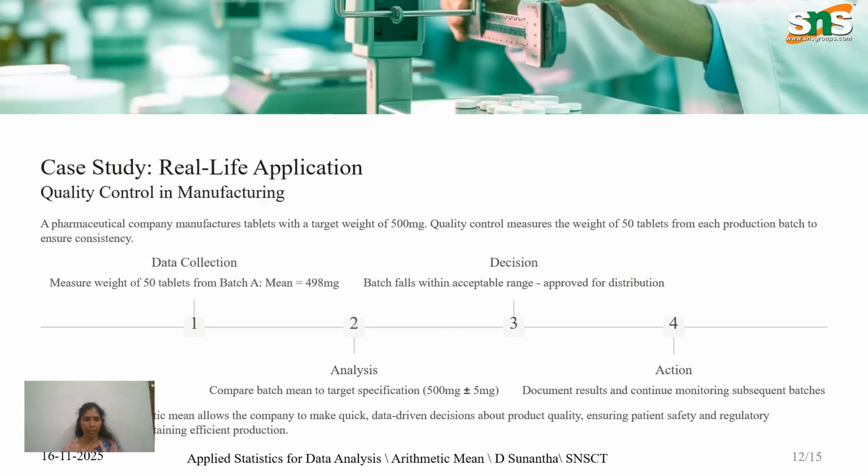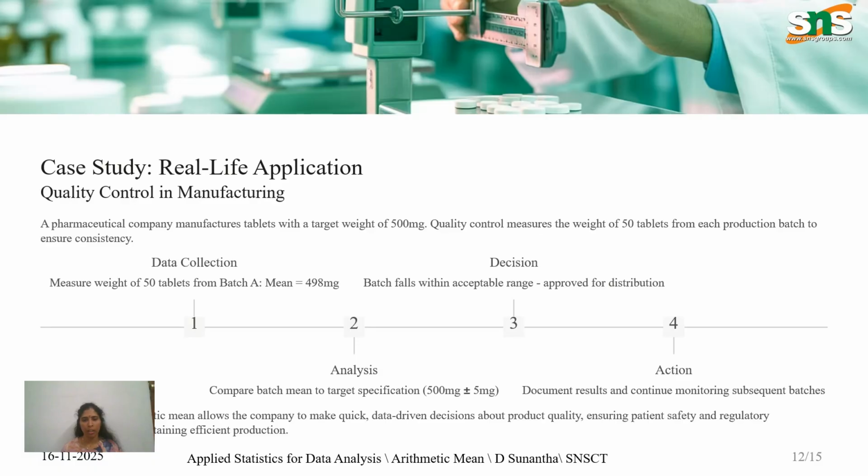Next is a real life case study in which a pharmaceutical company manufactures tablets with a target weight of 500 mg. So the quality control measures the weight of 50 tablets from each production batch to ensure consistency. So here the 50 tablets is the n value. Next the mean is 498 mg.